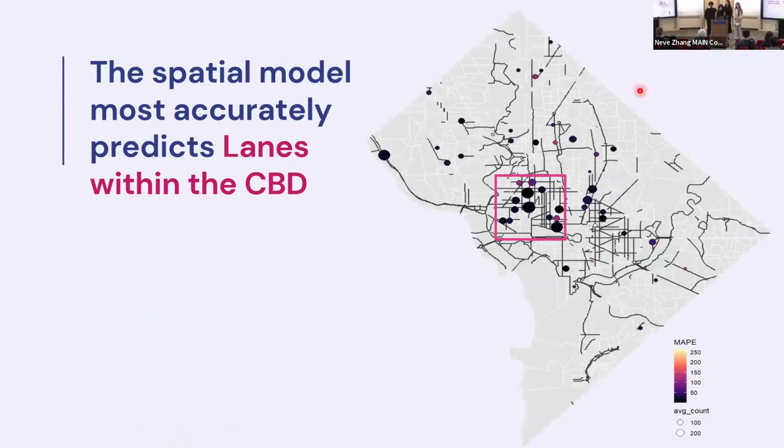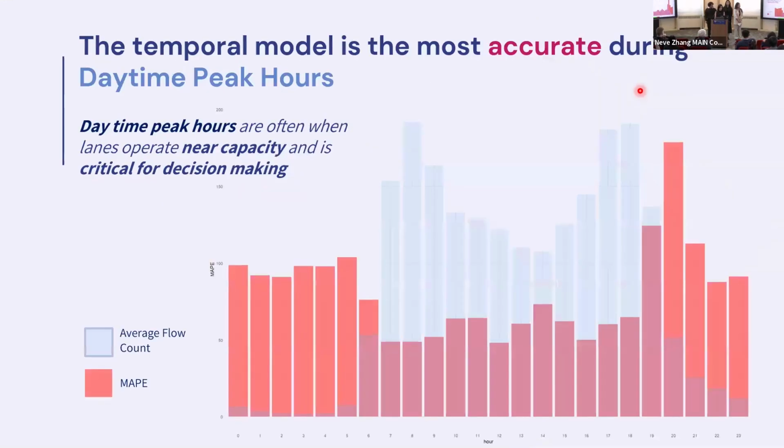Looking at the distribution of our model's performance geographically, we can see that our spatial model achieves its highest accuracy when predicting bike lanes within the central business district. On this map, the darker dots represent locations with lower error rates, clearly concentrated in the CBD. Building on the spatial strengths of our model, our temporal prediction also shows a distinct pattern of accuracy. Our temporal model performs best during the daytime peak hours, with significantly lower error rates between 7 to 10 a.m. and 4 to 7 p.m.